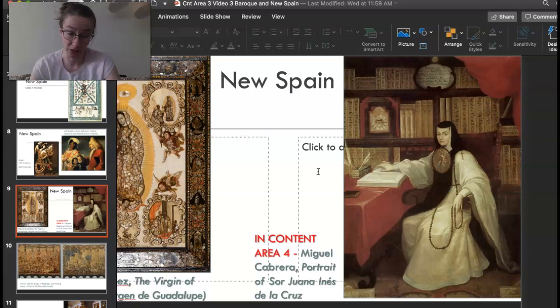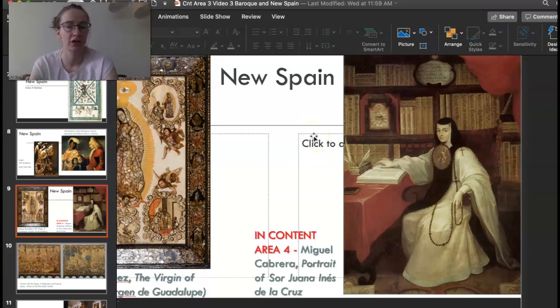There's a lot of symbolism in the images that we see here, so you can go back and look at some of those details and what they show. But she wrote and protected a lot of people in her world and was an important character, an important feminist at the time in this New Spain.